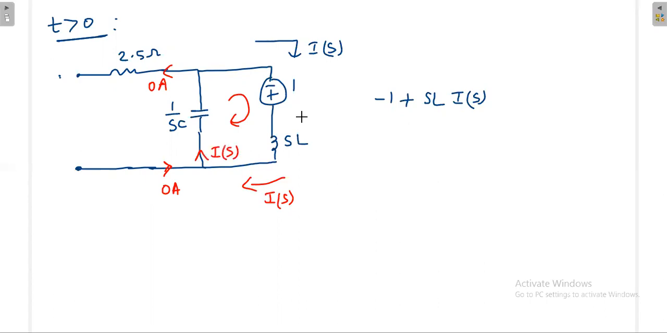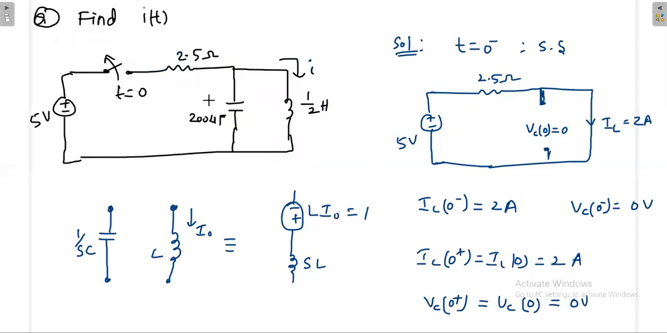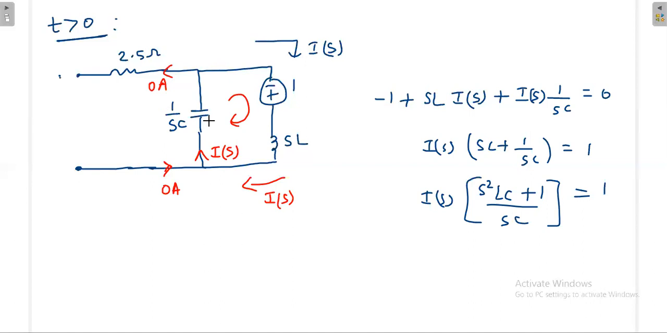Then minus 1 plus SL IS, then IS into 1 by SC is equal to 0. Then you make the adjustment, IS times SL plus 1 by SC is equal to 1. IS is equal to SC divided by S square LC plus 1. I have not substituted the values, because the C value is a little bit tricky. I will substitute in the final step. You can even substitute here itself, but it will be confusing.